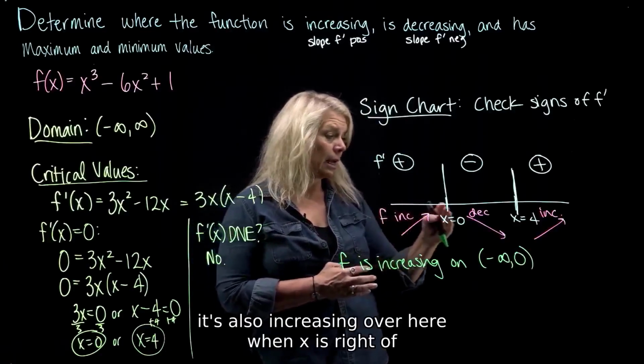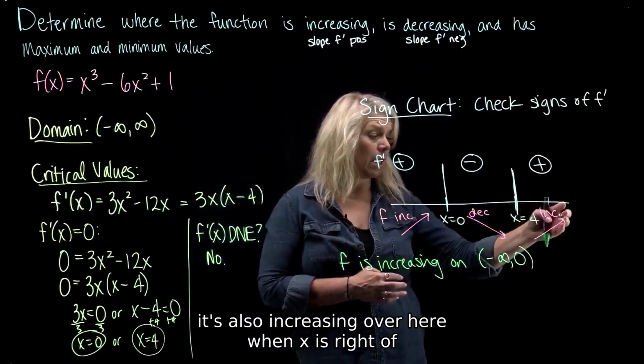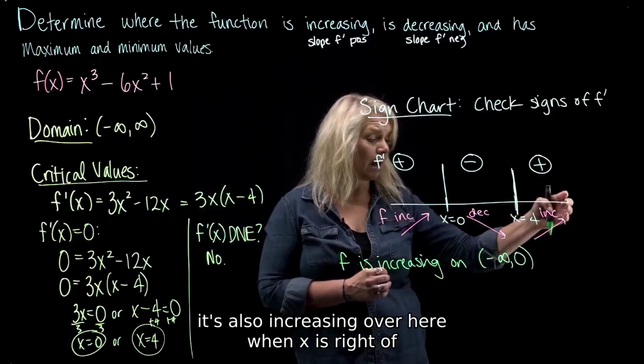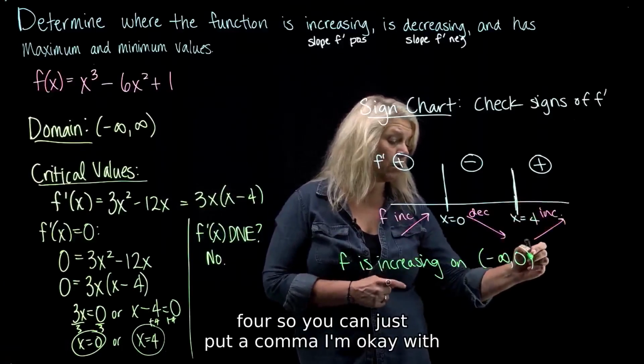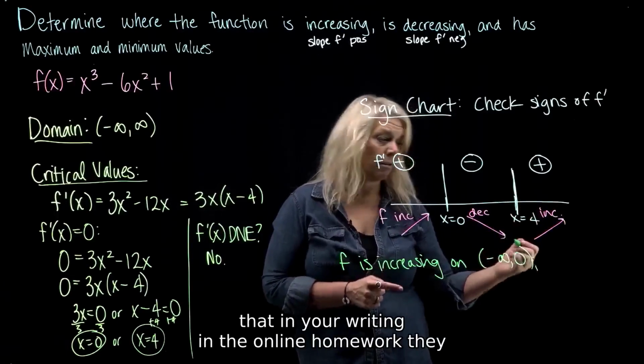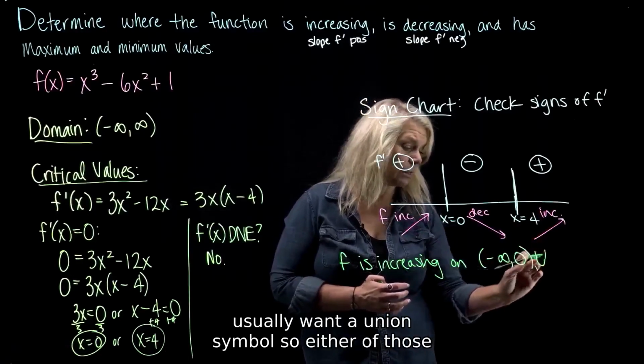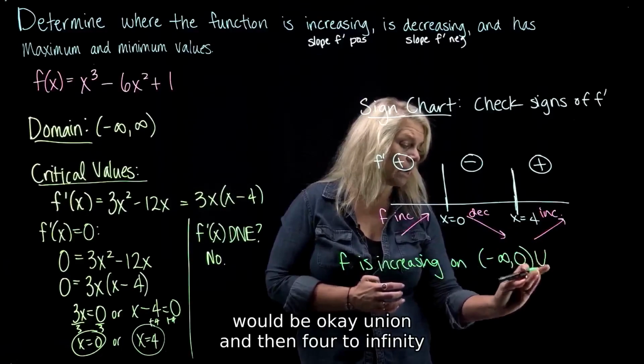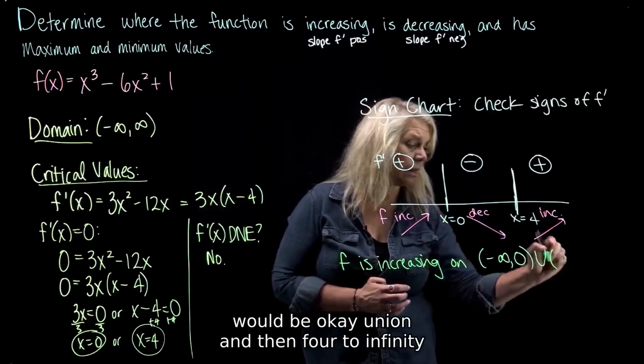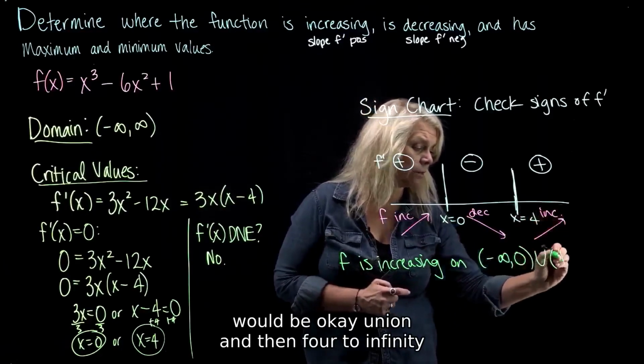And then it's also increasing over here when x is right of 4. So you can just put a comma. I'm OK with that in your writing. In the online homework, they usually want a union symbol. So either of those would be OK. Union, and then 4 to infinity.